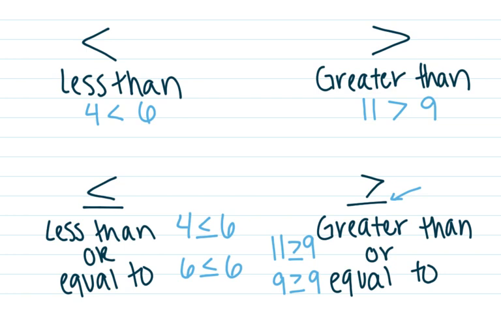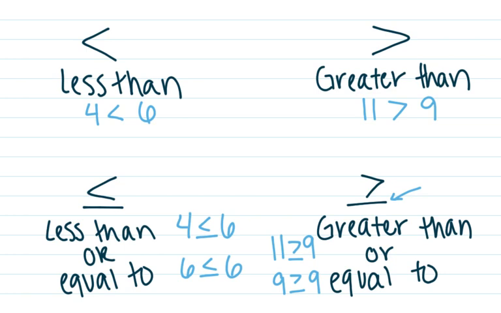9 is not greater than 9. You can't be greater than what you are. If you have 9 of something, you can't have greater than 9 of something. But with this symbol, you have two options. You're either greater than or you're equal to. And in this case, 9 is equal to 9. And so I can say that this is a true statement. So we do have to get used to these two new symbols, but they're really cool and they give us more options for our math.